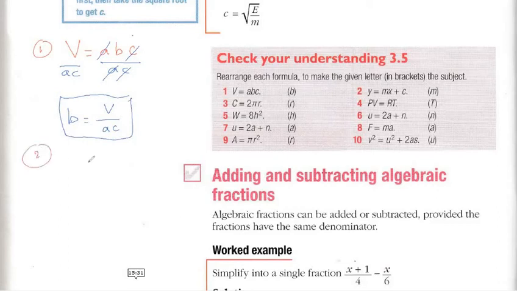Second, y equals mx plus c. Make m the subject. First, we can take c to the other side: y minus c equals mx. I want only m on this side, so I divide both sides by x. So y minus c divided by x, and mx also divided by x. Cancel x with x, and only m is left. m equals y minus c over x.